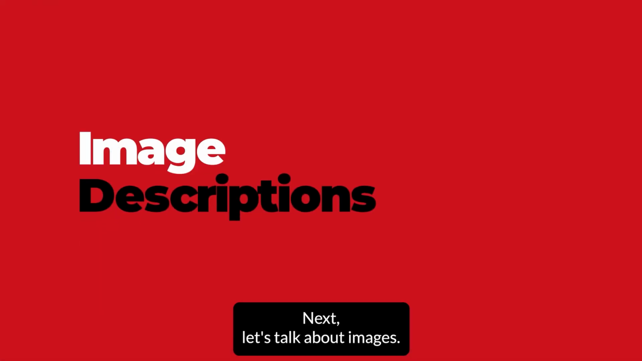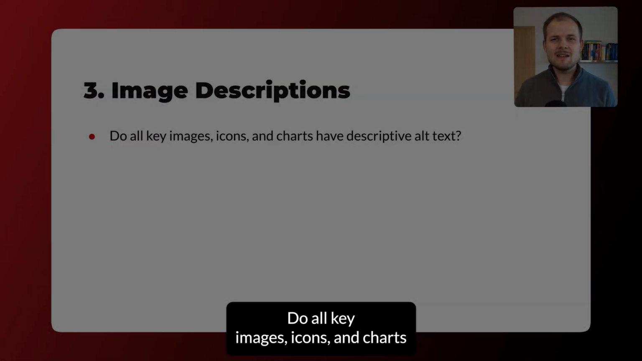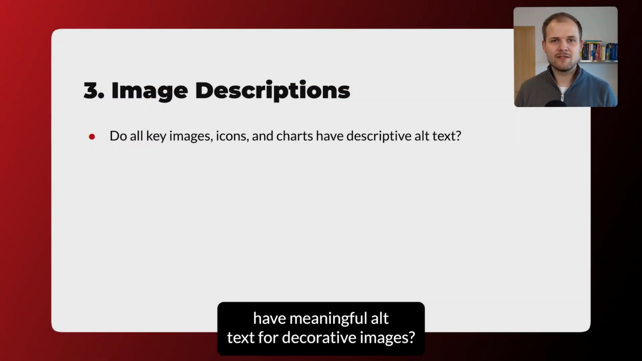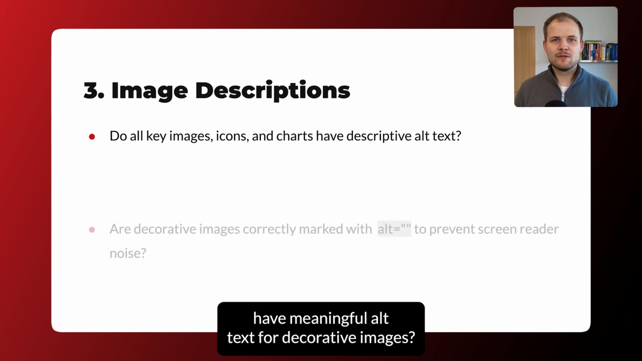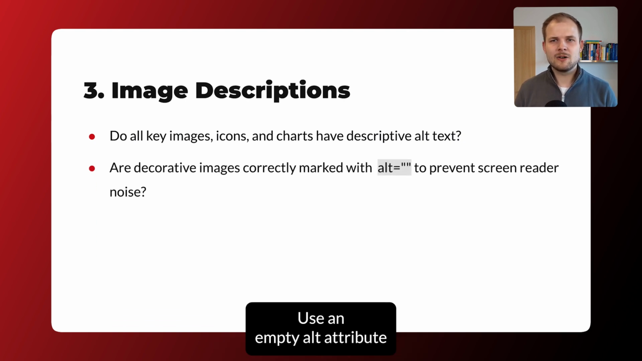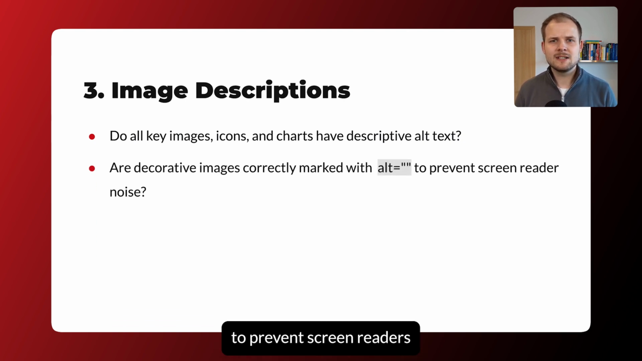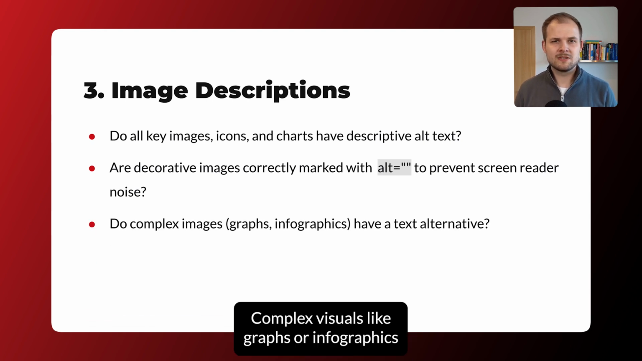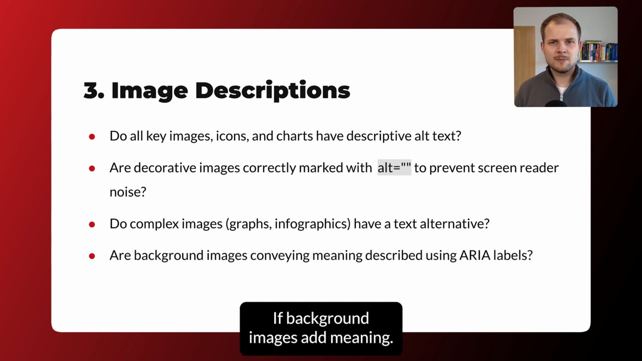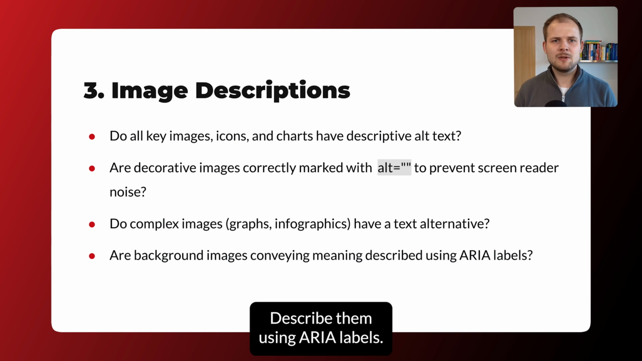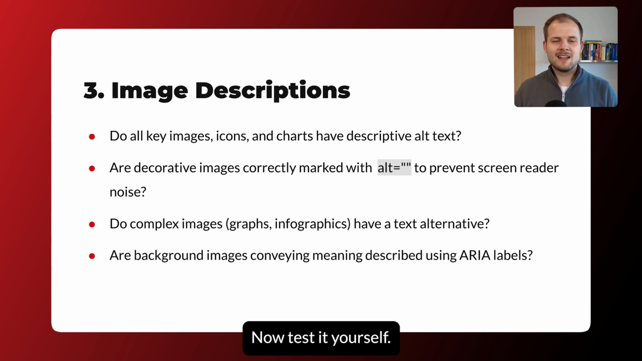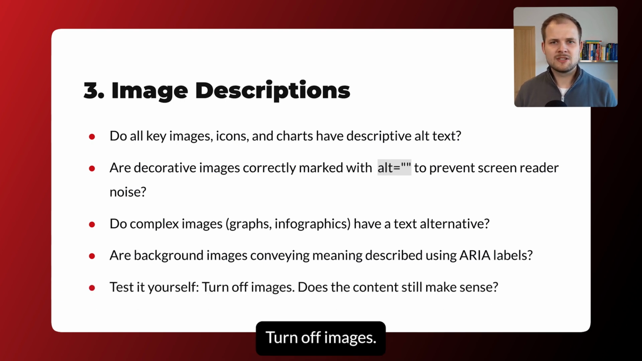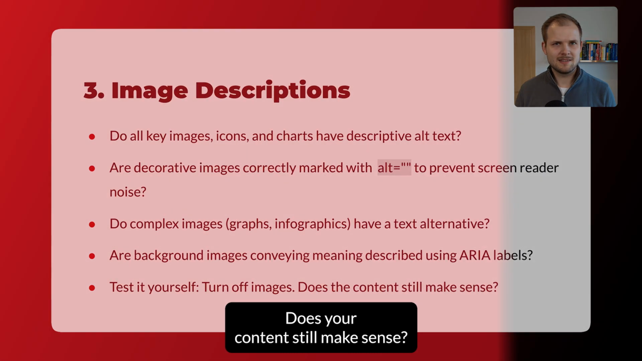Next, let's talk about images. Do all key images, icons, and charts have meaningful alt text? For decorative images, use an empty alt attribute to prevent screen readers from announcing unnecessary information. Complex visuals like graphs or infographics should be explained with a text alternative. If background images add meaning, describe them using ARIA labels. Now test it yourself. Turn off images. Does your content still make sense?